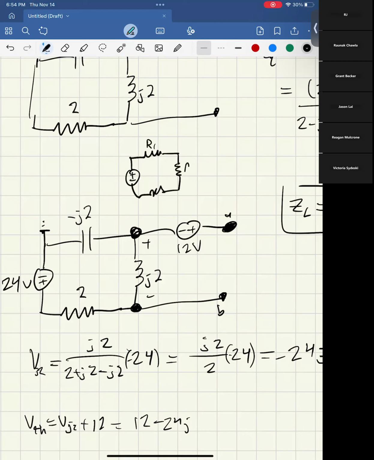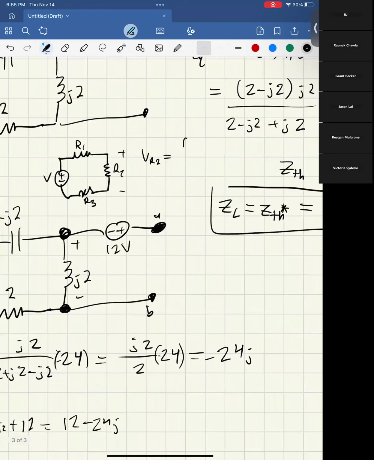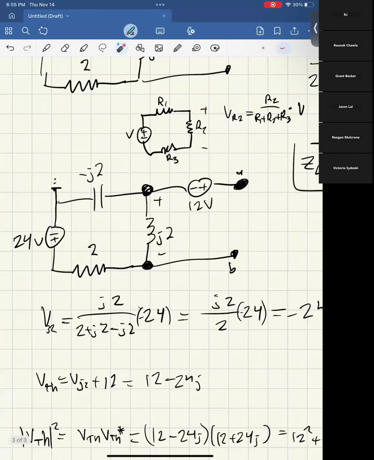This is R1, R2, R3, and this is V. Then the voltage across R2 is just the proportion of the resistance. So R2 over the total resistance, which is R1 plus R2 plus R3, and then times that total input voltage. So here, I'm basically doing the exact same thing, just with imaginary numbers, right?